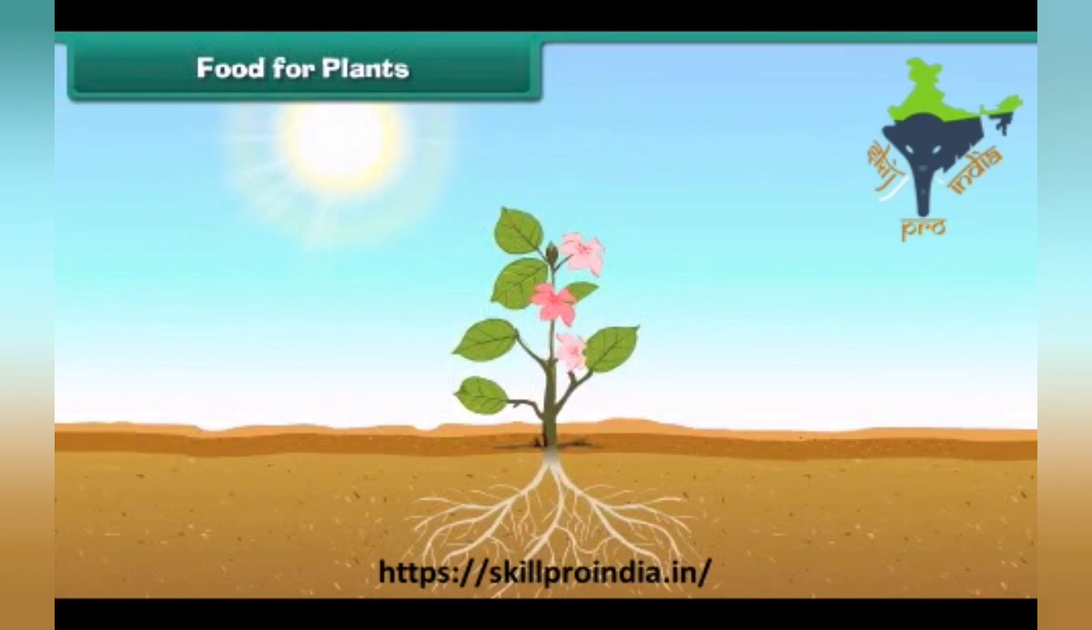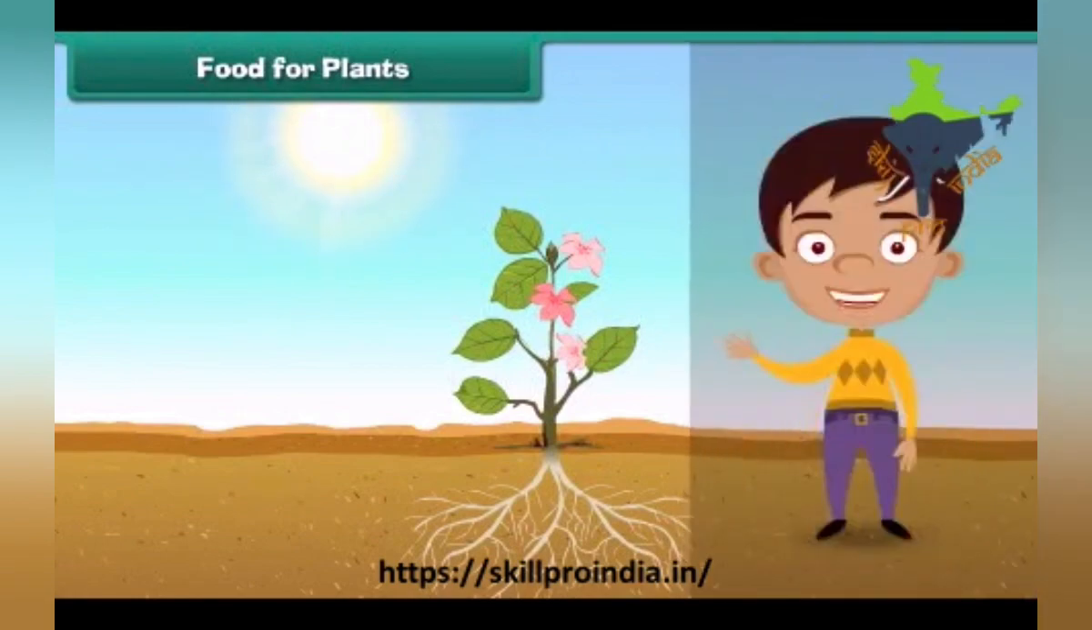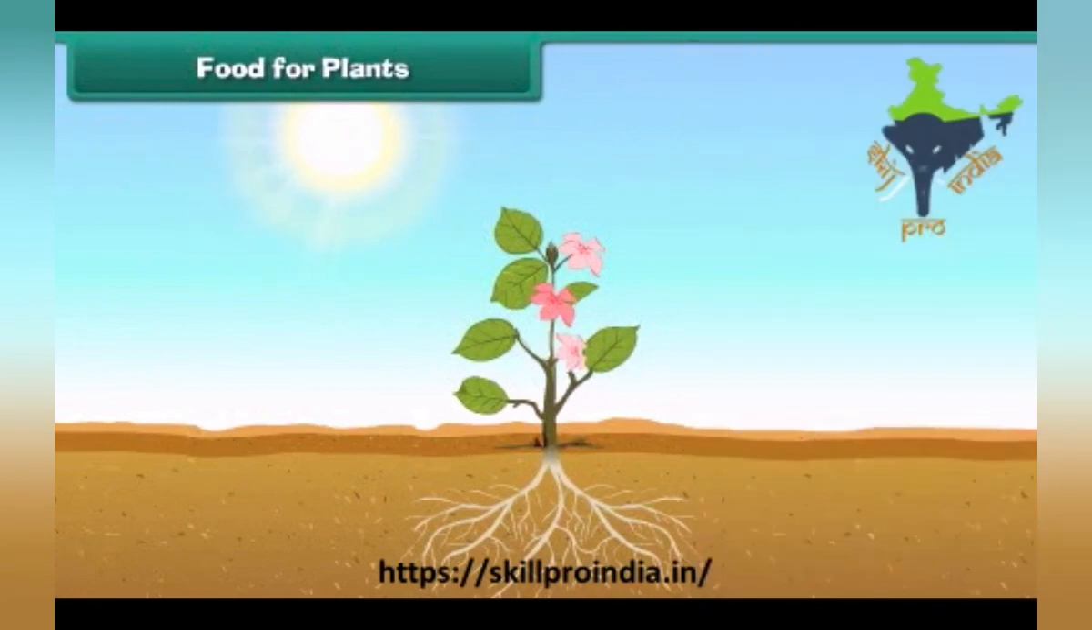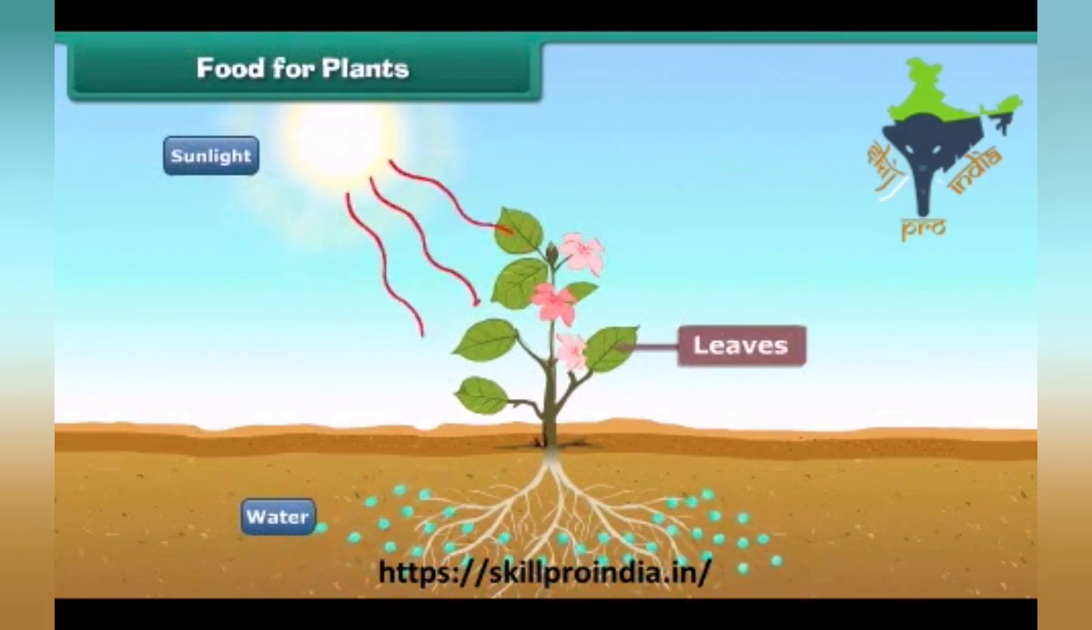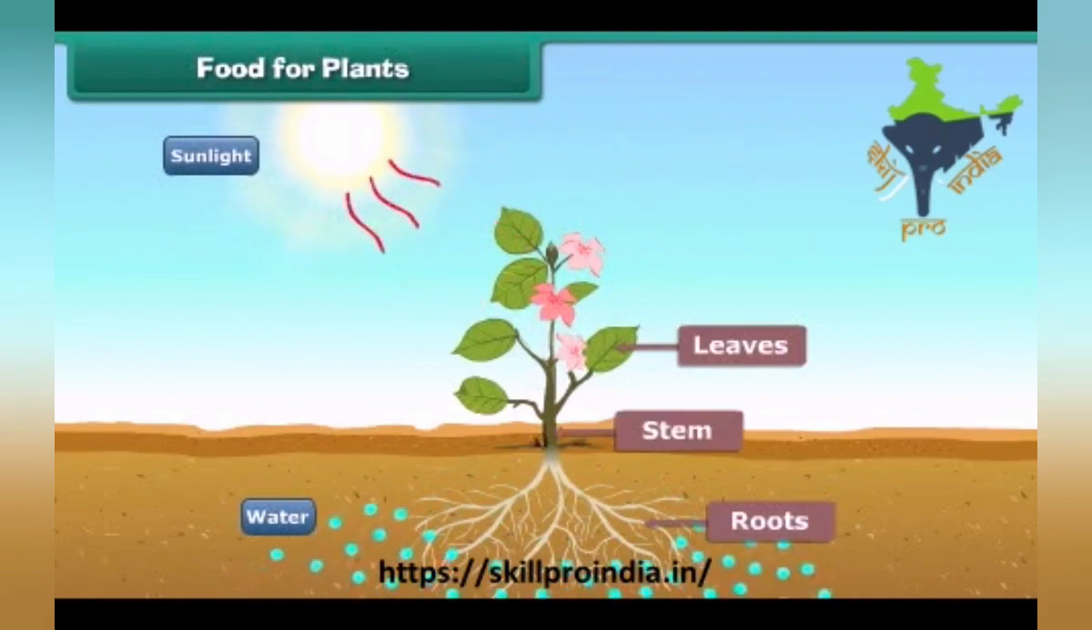Food for plants. Let us now understand where plants get their food. Plants make their own food with the help of sunlight. Plants take water from the soil and prepare food in their leaves. The plant takes up some part of food and the rest is stored in its roots, stem, leaves and seeds.